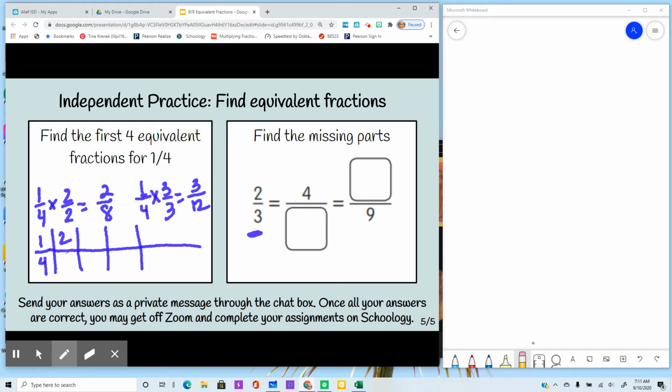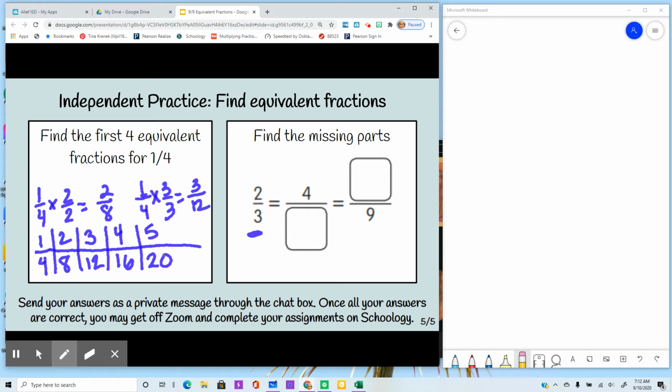So we already have 2/8, so 4/8, 12, 1, 2, 3. When there's a 1 on the top, you just simply go 1, 2, 3, 4, and 5. And then here we have 4, 8, 12, 16, 20. Okay, those are your first equivalent fractions for 1/4.